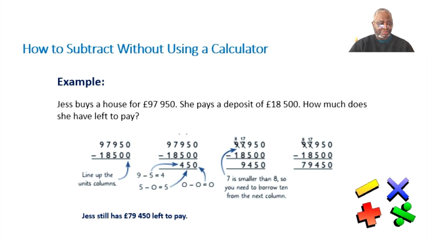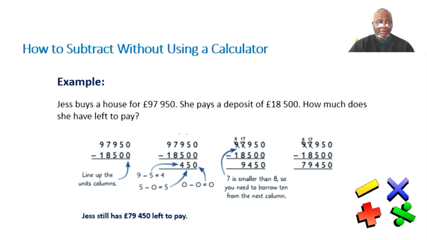On the first step, you arrange your figures. You subtract 18,500 from 97,950. You start with your units column. Naught minus naught is naught, so you go on to the next one. 5 minus naught is 5. No problem. Go to the next one. 9 minus 5 is 4. No problem. Go on to the next one.